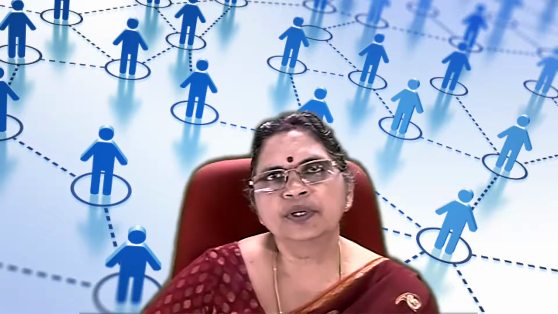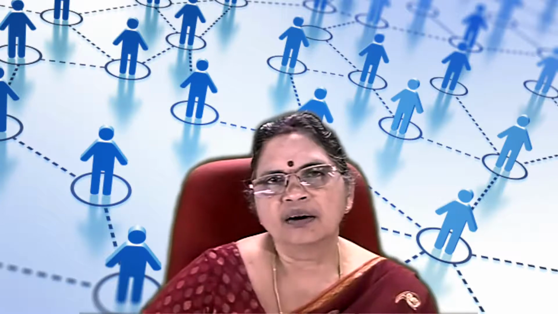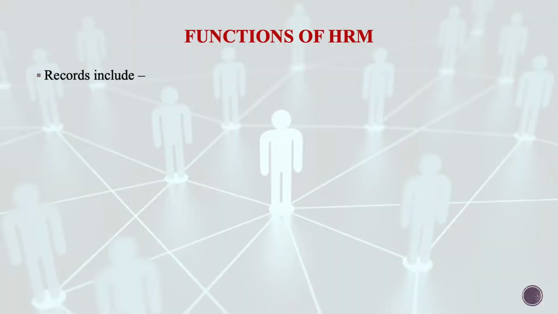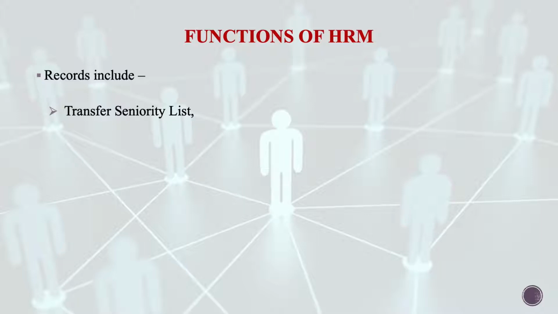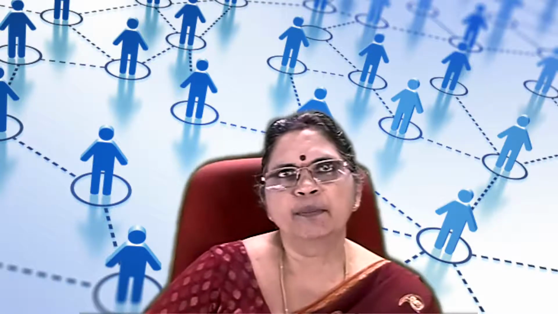And records include not only the usual schedules, etc., and pay, compensation, transfers, etc. It also includes the health and medical records, jobs previously held, the number of promotions that the individual had, the transfers, seniority list, the absences, earnings, the confidential reports, etc. So about an employee, the entire information needs to be recorded and stored in one place.